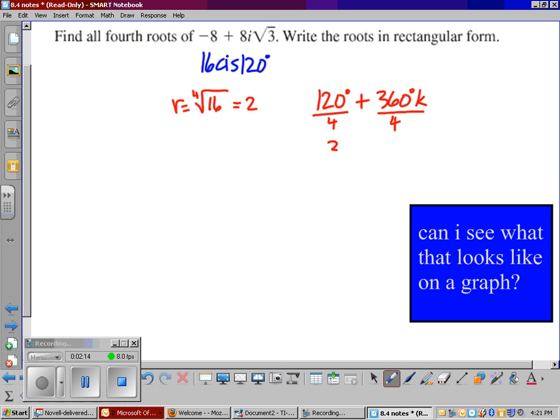Since we're finding a 4th root, we want to divide each part of that expression by 4. 120 divided by 4 is 30 degrees. 360 divided by 4 is 90 degrees. And then we have times k. So this expression is going to give me all of my angles that I need for my answer.